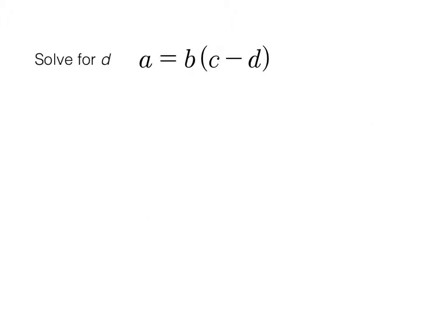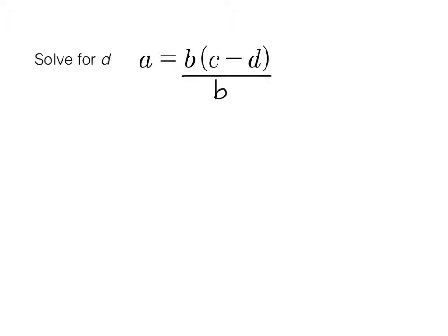Okay, in this one, D is really in that equation. It's inside parentheses, and it's being subtracted, and it's just all kinds of difficult. So we got to work our way backwards through this one as well. So A equals B times the quantity, C minus D. So the first thing I need to undo is the outside of those parentheses.